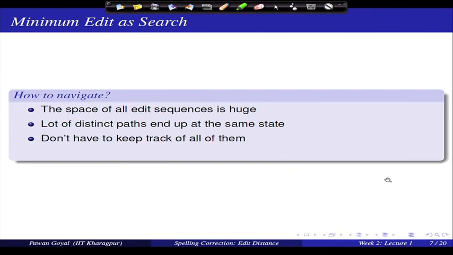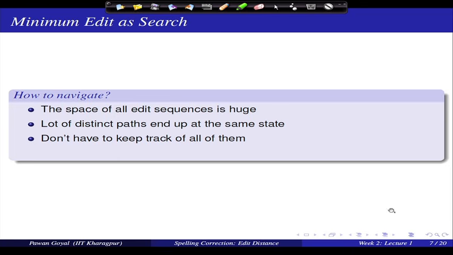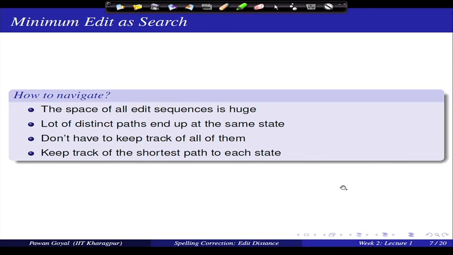Further, do I really need to keep track of all of them? I need only those paths that will come between intention to execution. So the idea would be I define some sort of states and keep track of what are the shortest paths to each state, because ideally I want to find out what is the shortest distance between two strings. So there is no reason that I should store all possible ways of arriving from one string to another that have a higher distance, because I want to keep the minimum distance path.